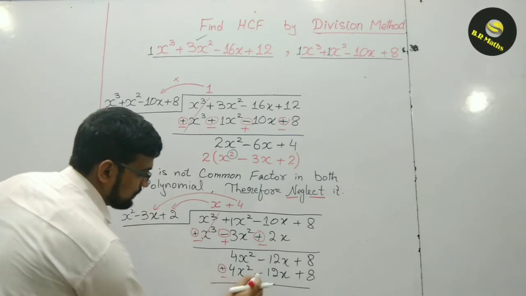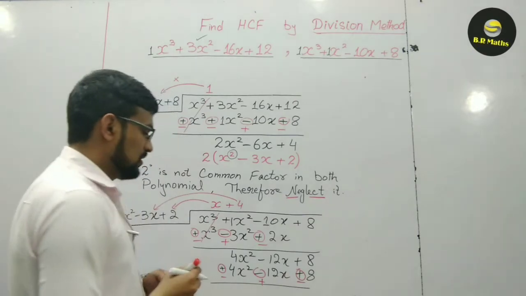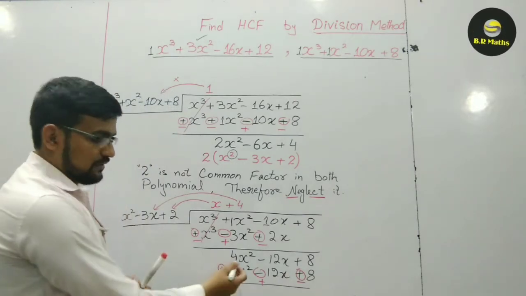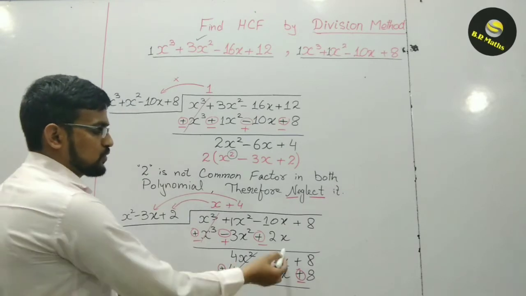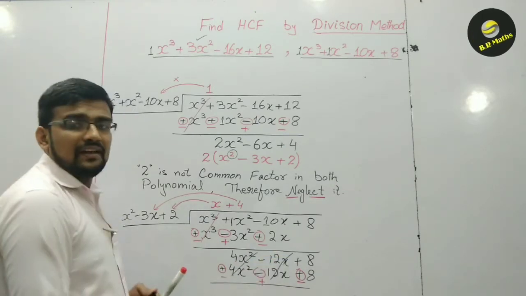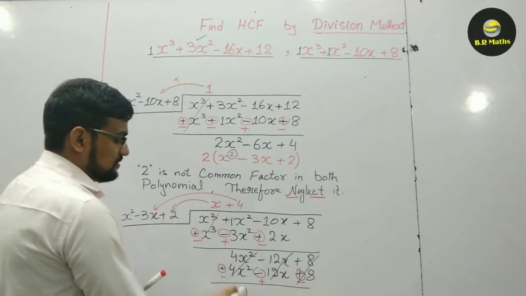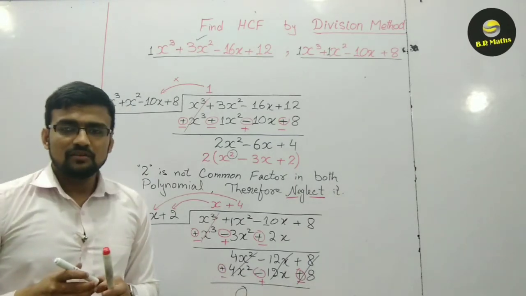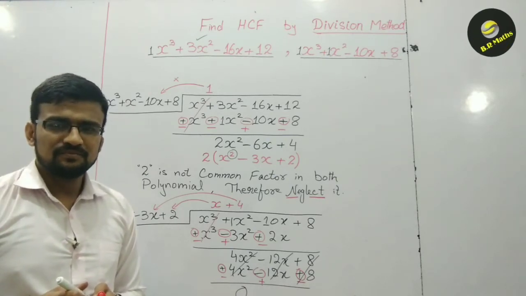So the same sign changes. See students, 4x square cancels, 12x cancels, and 8 cancels. Okay, so 0 is remaining. All terms are cancelled with each other.